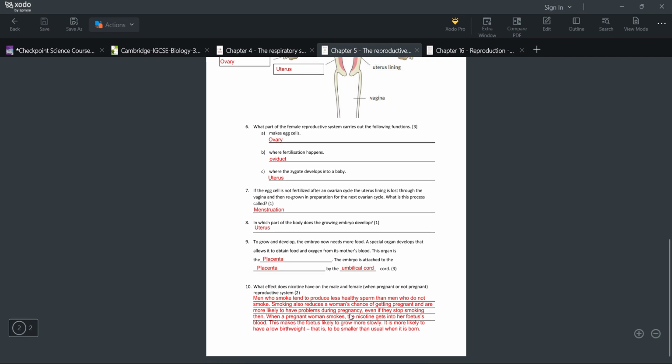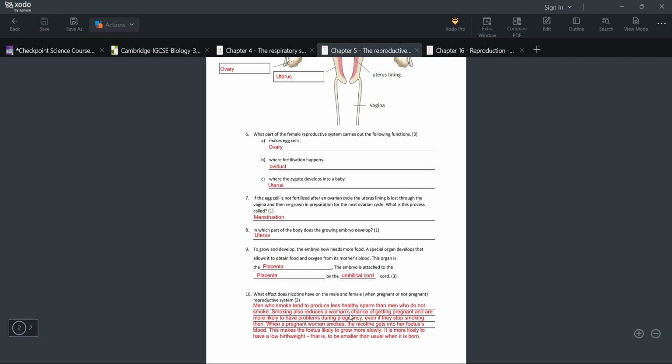What effects does nicotine have on the male and female reproductive system? Okay. Men who smoke produce fewer sperm. Women who smoke before pregnancy have a harder time getting pregnant, and when they smoke during pregnancy, it often has a lot of side effects to the pregnancy, and it can be dangerous to the baby. There's a whole list of these in your book. These are just the ones that pertain most to what's going on in the reproductive systems.